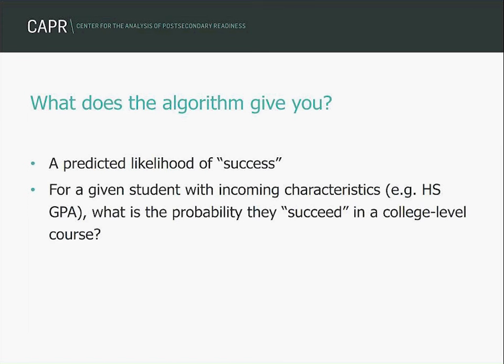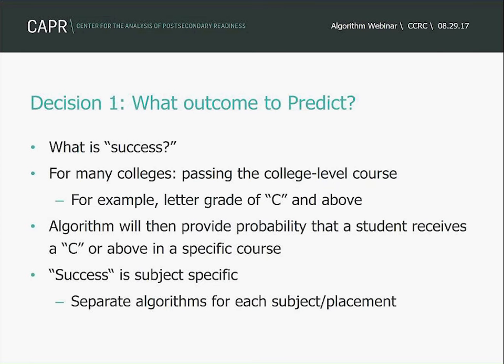So for a given student with certain incoming characteristics, what is the probability that they succeed in a college level course? So for instance, the probability that they are likely to pass a college level course, get a C or above. And so one of the first decisions that has to be made is defining what is the outcome we want to predict here. So how do we want to define success?